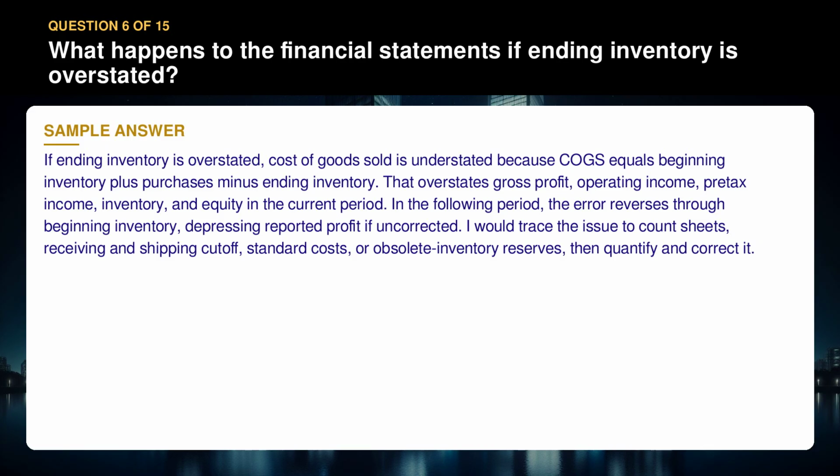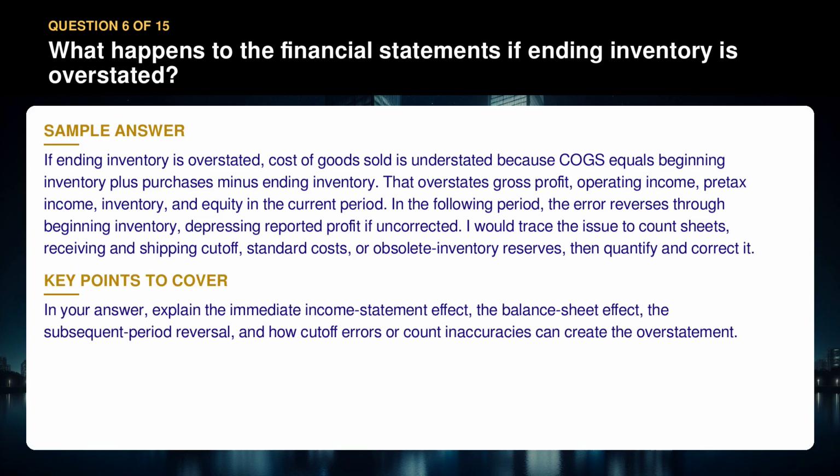I would trace the issue to count sheets, receiving and shipping cutoff, standard costs, or obsolete inventory reserves, then quantify and correct it. In your answer, explain the immediate income statement effect, the balance sheet effect, the subsequent period reversal, and how cutoff errors or count inaccuracies can create the overstatement.